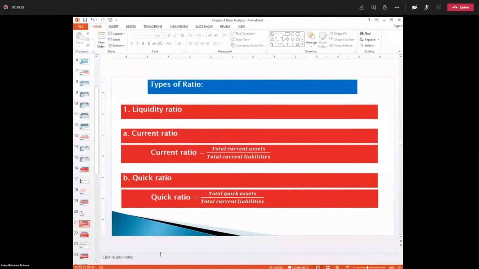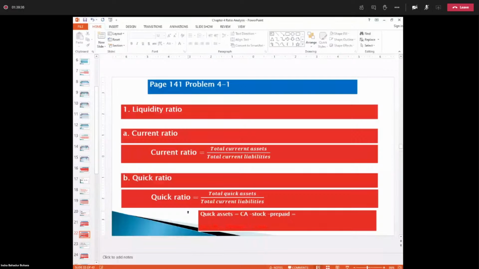Then after we discuss the exercise, quick asset is calculated as total current assets minus stock minus prepaid. I have already told you this one.